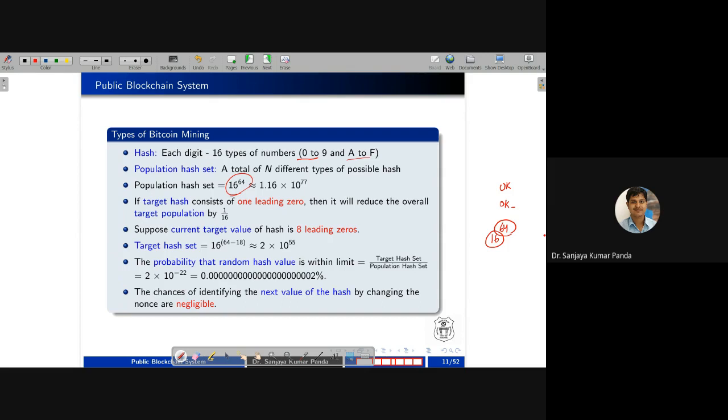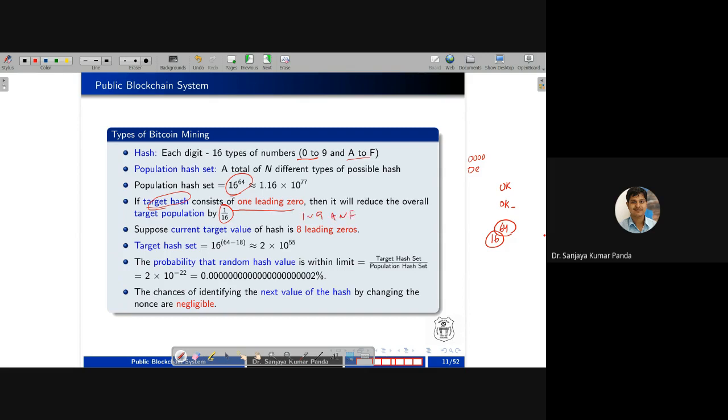Now, if you come to the target hash, we have seen in the Genesis block that the target hash starts with some initial zeros. So if you assume that the target hash has at least one leading zero, and after that maybe E or F or any digit except zero, then it will reduce the overall target by 1 by 16. Because zero means the first digit is zero, the rest may be anything, but in the first digit, 1 to 9 and A to F are invalid.